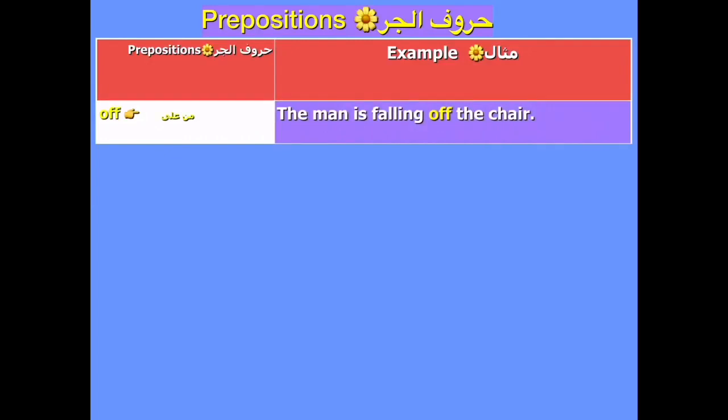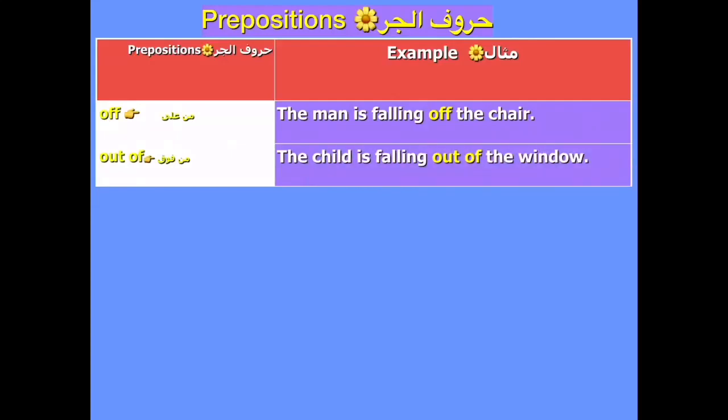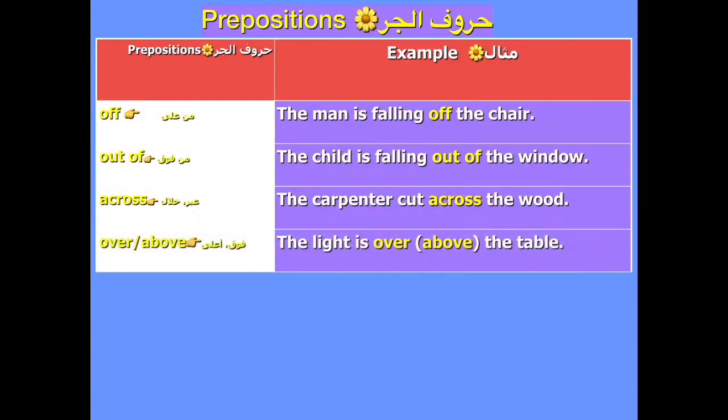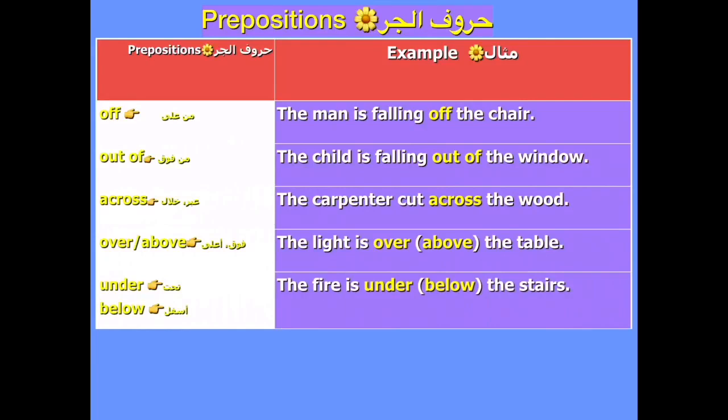Off من على. The man is falling off the chair. Out of من أو فوق. The child is falling out of the window. Across عبر أو خلال. The carpenter cut across the wood. Over, above فوق أو أعلى. The light is over or above the table. Under تحت. Below أسفل. The fire is under or below the stairs.